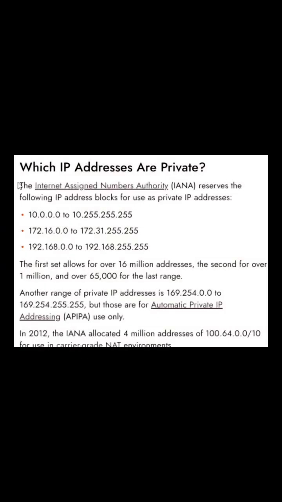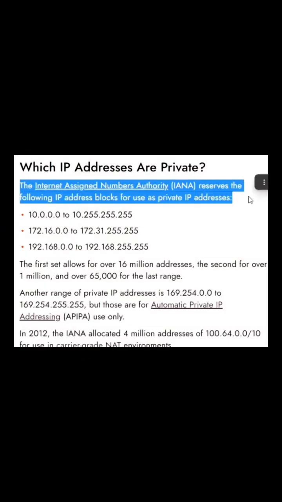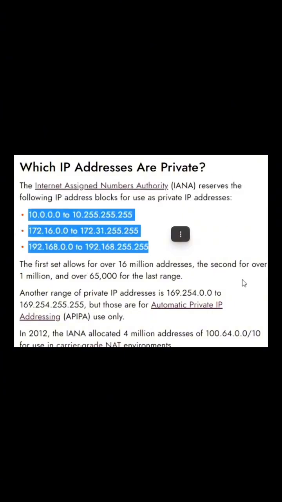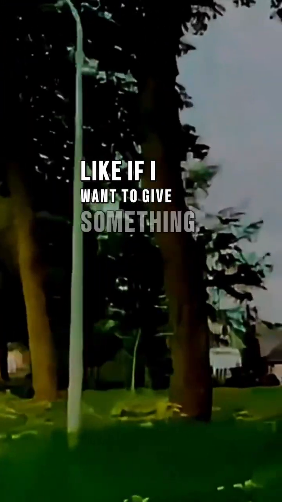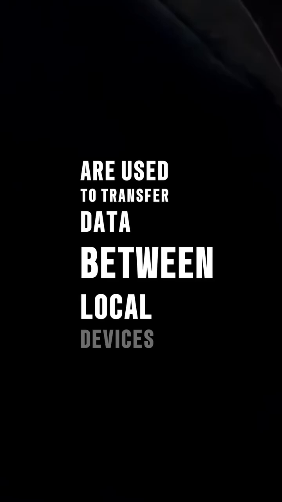To fix this problem, the first step was to make some IP addresses private, which are used to transfer data between local networks. So now, instead of having a public IP address for every device, they have private IP addresses by default. And it makes sense. Like, if I want to give something to my neighbor, I won't be using the postal system. I will give that thing to him directly. In the same way, these private IP addresses are used to transfer data between local devices.